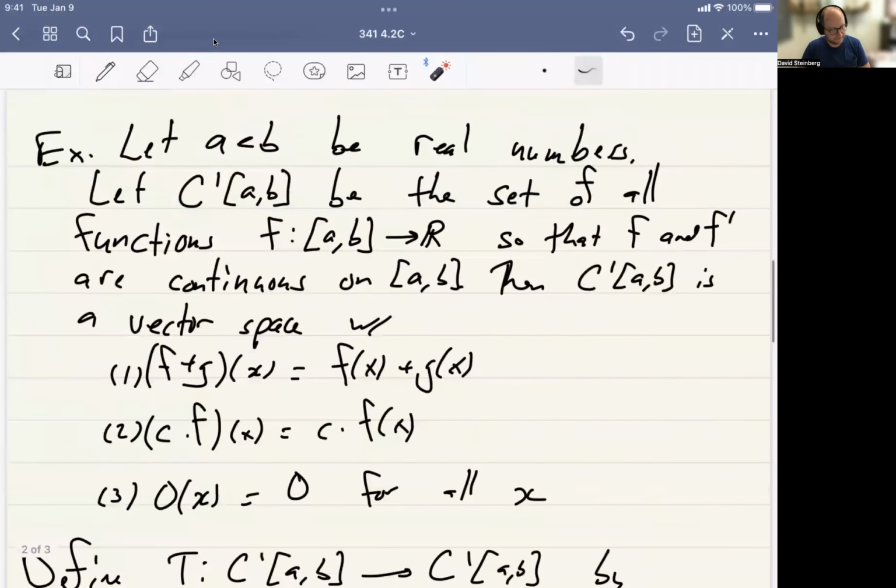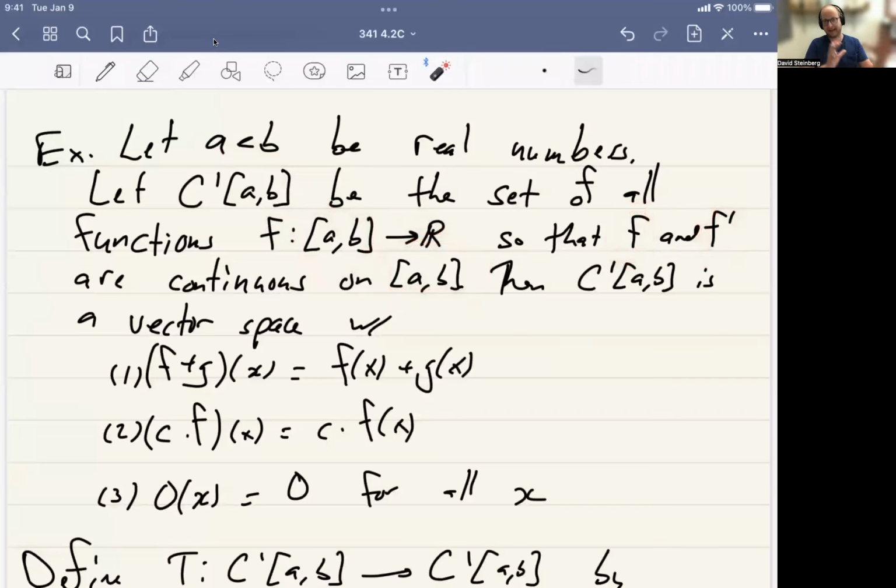So let's do a fun example. And you should always be a little bit dubious if your teacher says you're going to do something fun. Okay, so let a and b be real numbers, a less than b. We'll take C1 of [a,b]. This is going to be the set of all functions from the interval [a,b] to R with the property that both f and its first derivative are continuous on this closed interval.